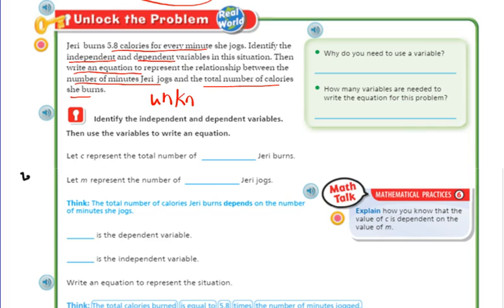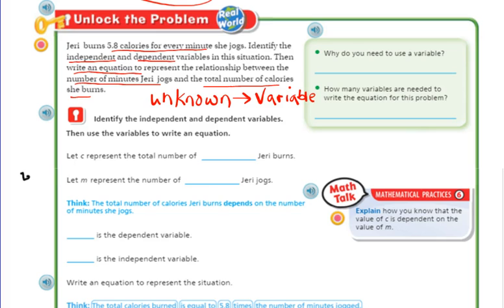That means if they are unknown, then we will need a variable. Okay, so those are the two things we're going to need variables for. We don't know the number of minutes Jerry jogs. That's going to change depending on the day. And the calories will change because that's going to depend on how many minutes Jerry actually decides to jog.